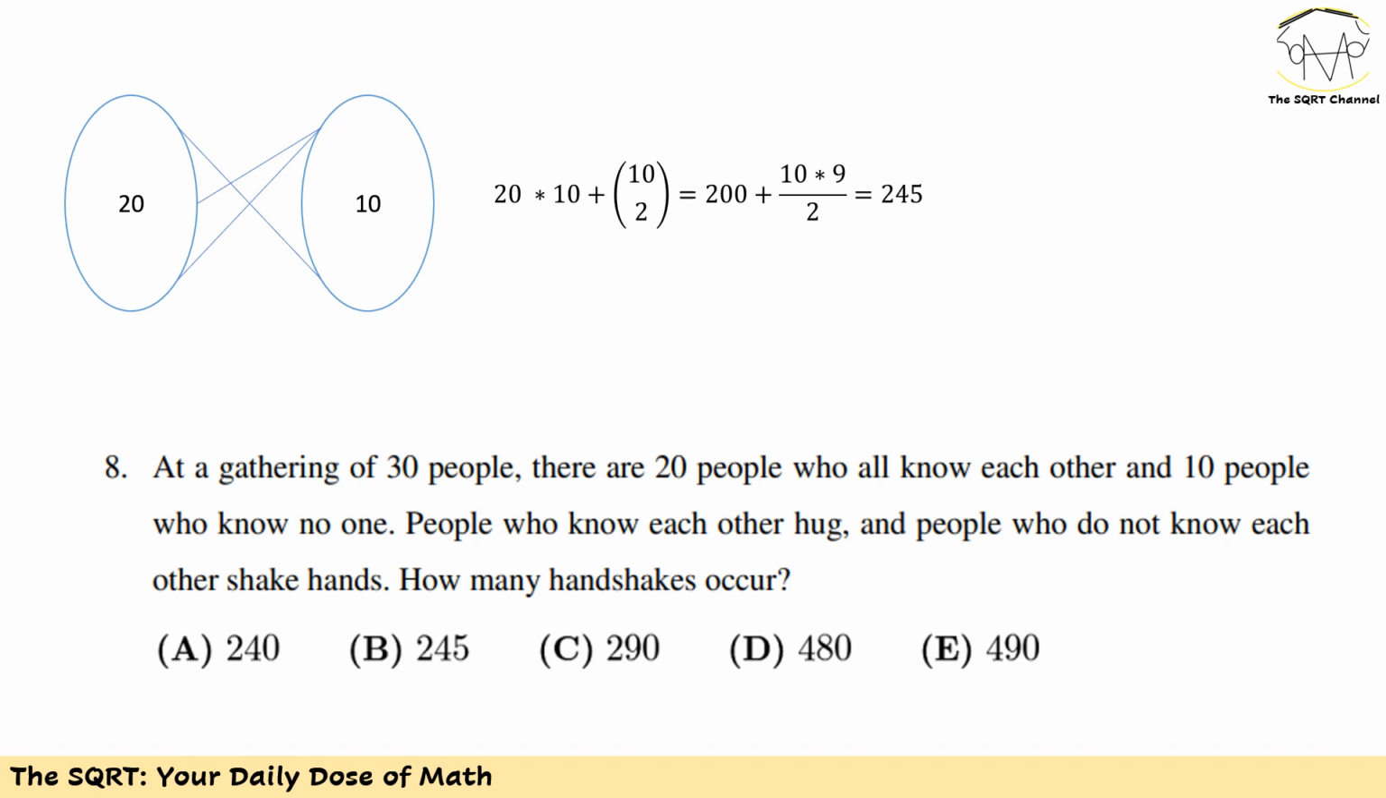We need to focus on the group that do not know each other, which is basically the group with 10 people. We have 10 people, we need to select 2 of them and they can shake hands. Now, in a group of 10 people, we're going to select 2 of them. So basically, the number of cases that we have is choosing 2 from 10, or 10 choose 2, which is basically 45. So in total we have 200 plus 45, or 245 cases, and that's our answer here.